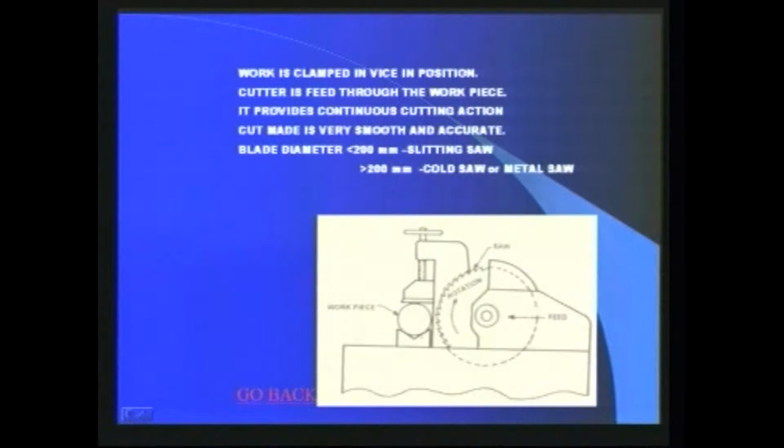It is used to cut workpieces very rapidly from bar stock for further machining. The circular saws having blade diameter up to 200 mm are known as slitting saws, and those having diameter above 200 mm are cold saw or metal saw.